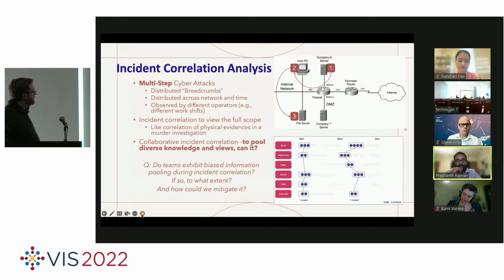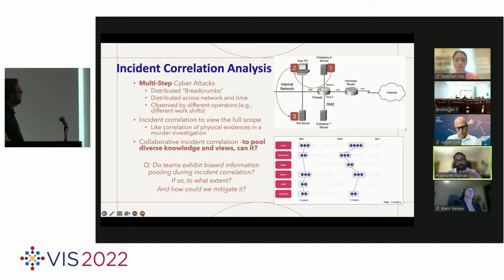Okay, next slide. So at a high level, what did we do? We looked into something called incident correlation analysis. This can happen at multiple scales. It could involve trying to find evidence of attacks that happen over a period of time and at different parts of the network, typically your multi-step advanced persistent kinds of attacks. Evidence for these could be spread across different hosts in different parts of the network. So incident correlation is the idea of pooling all of this information and these threats together to understand the full scope of the attack.